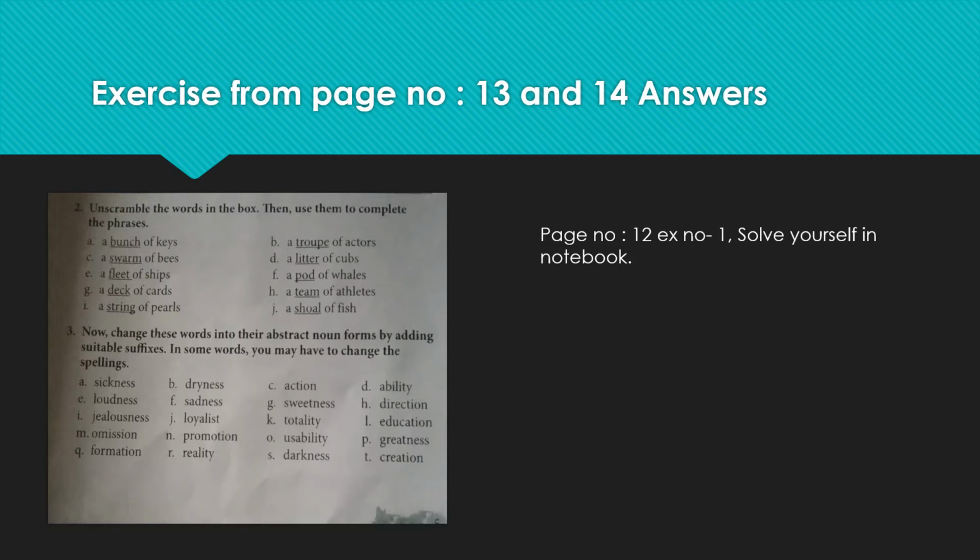On page number 13 and 14, exercises related to kinds of nouns are given. We already completed the kinds of nouns: proper noun, common noun, collective noun, material noun and abstract noun. All these are given on page number 13.